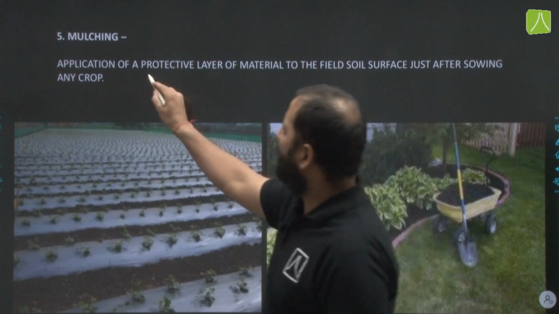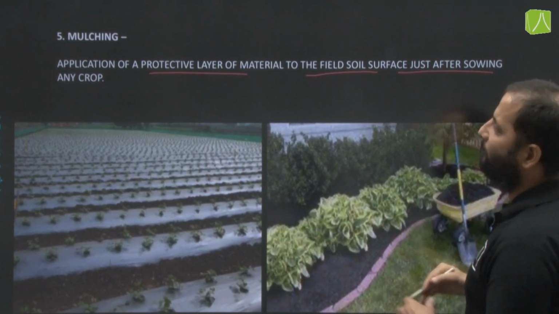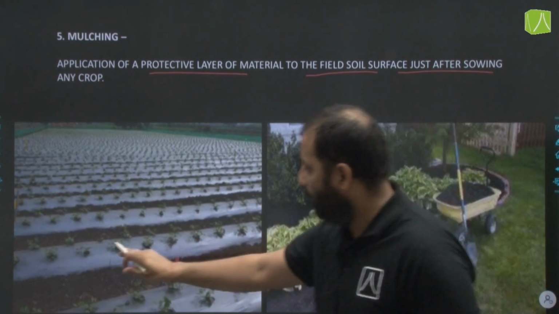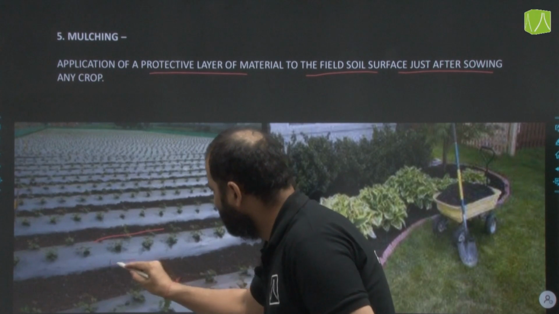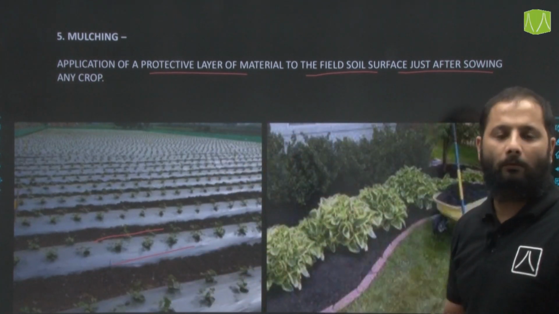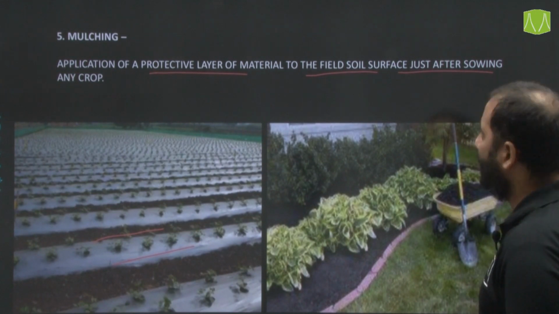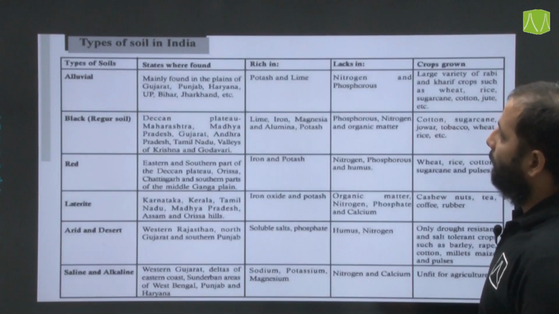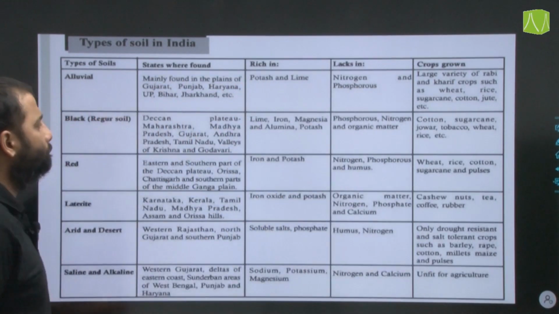And mulching is the application of a protective layer of material to the field soil surface just after sowing any crop. You can see here a protective structure has been applied so that soil erosion does not take place. All right, mulching.